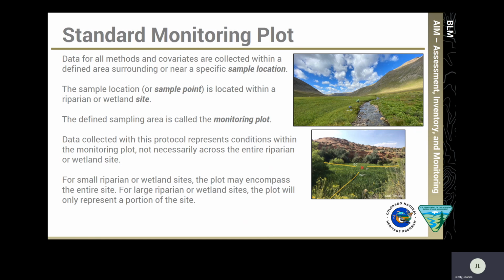Data collected within this protocol represent conditions within the monitoring plot, not necessarily across the entire riparian or wetland site. For small riparian or wetland sites, the plot may encompass the entire site. But for large riparian or wetland sites, the plot will only represent a portion of the site. When several monitoring plots are randomly distributed across the landscape, the data will represent the range of conditions within riparian and wetland areas across that landscape. For local or targeted studies of large riparian or wetland complexes, more than one monitoring plot may be needed to adequately represent the range of conditions across the targeted site.